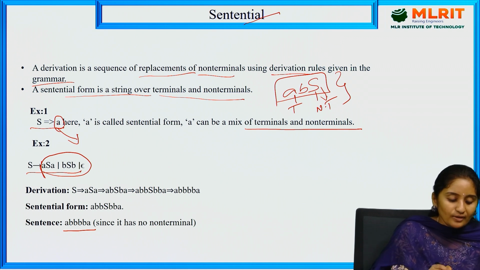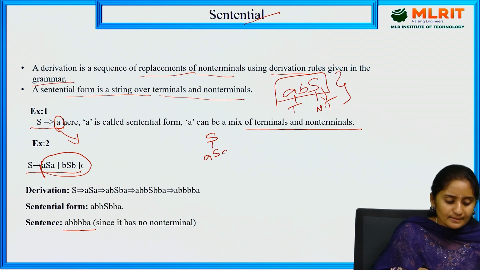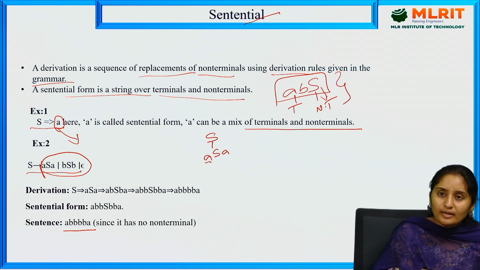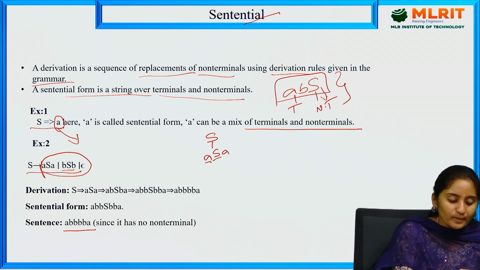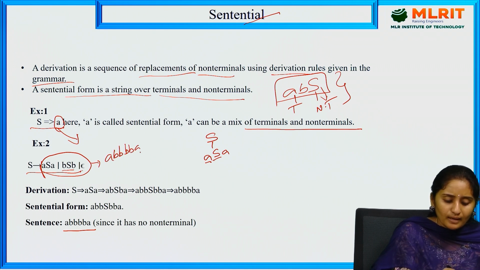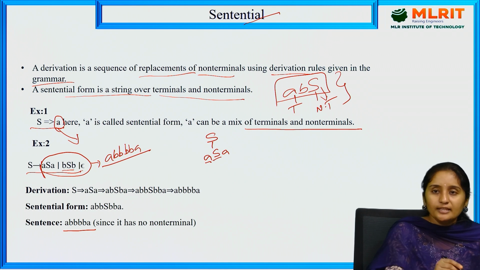Okay. So derivation, for example, S tends to A S A. And what am I going to derive next? A is a terminal, so it is not able to derive. Okay, it's completed. The next I have is S. I can derive S to B S B or epsilon or this. So let me take the input string as A B B B A. This is my input string, and I need to derive this.